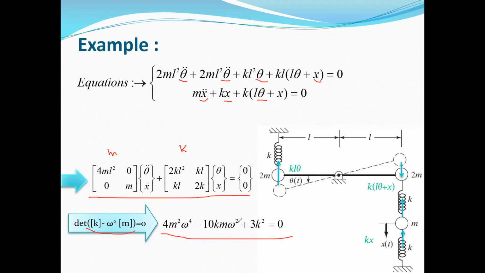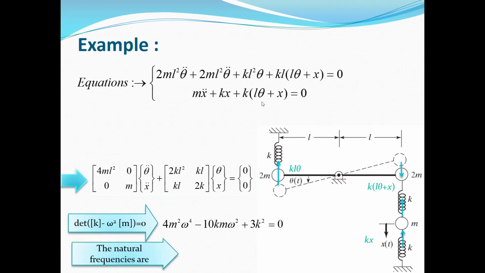To solve this equation, you know that we need to substitute omega squared equal to alpha. Then we will have an algebraic equation of order 2, and you can solve this equation and obtain two roots, alpha 1 and alpha 2. Omega 1 is equal to the square root of alpha 1 and omega 2 is equal to the square root of alpha 2. So these are the natural frequencies or the eigenvalues of this system.